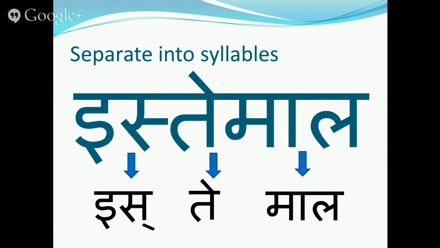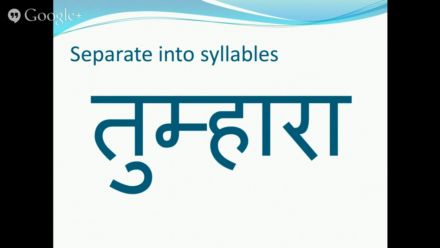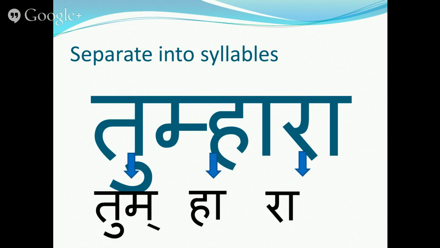Is, de, mal. Istemal. Three syllables again, because we see three vowels here. Tum, ha, ra. Tumhara.